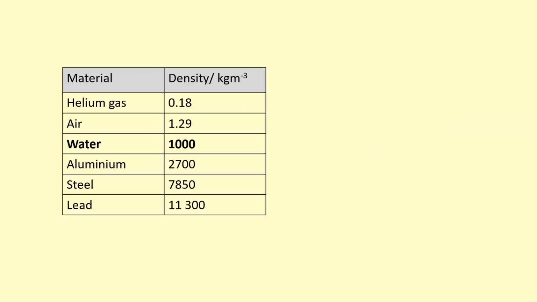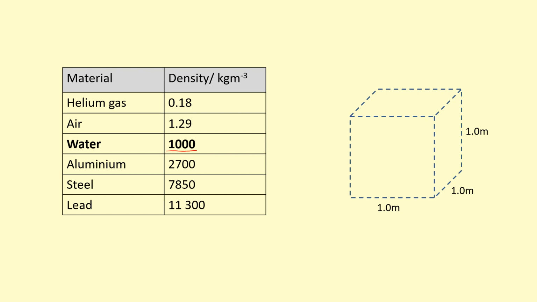Here's a table showing the density of different materials. A really useful one to learn is water, which is 1,000 kilograms per meter cubed. So that means if I had a meter by a meter by a meter box with water in it, it would have a mass of 1,000 kilograms. You can see some gases here, which have very low density, and you can see some metals, which have very high density, for example, lead.